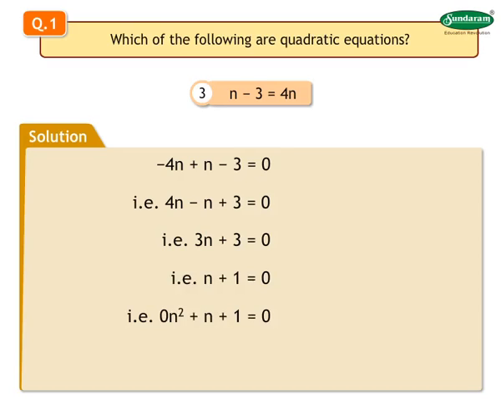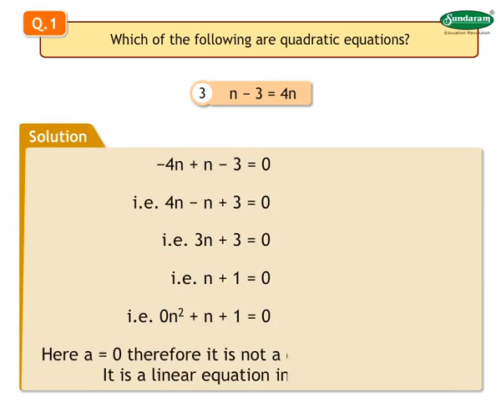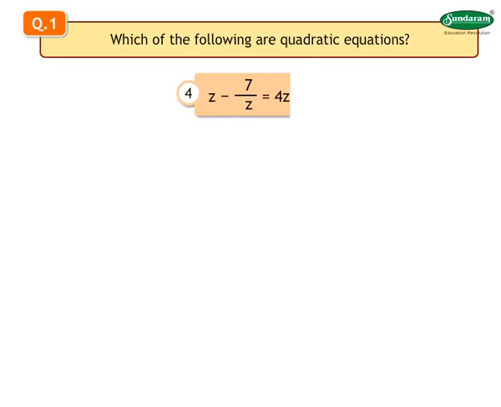That is, 0n square plus n plus 1 is equal to 0. Here, a is equal to 0. Therefore, it is not a quadratic equation. It is a linear equation in variable n. Number 4. z minus 7 upon z is equal to 4z plus 5.